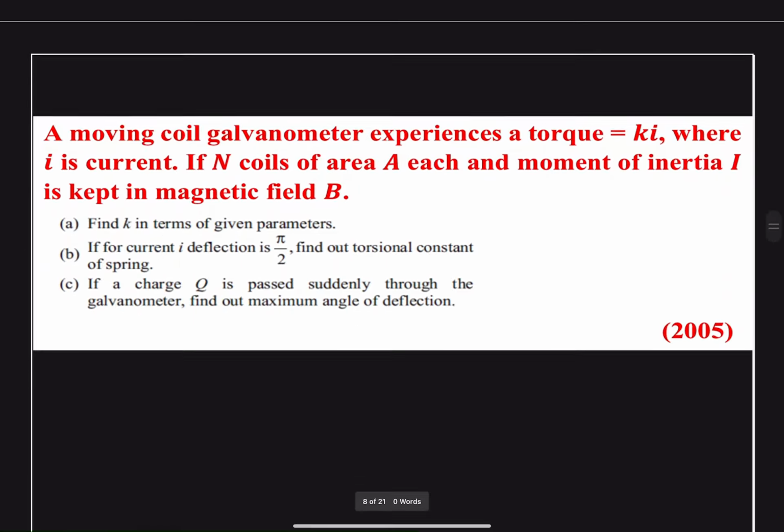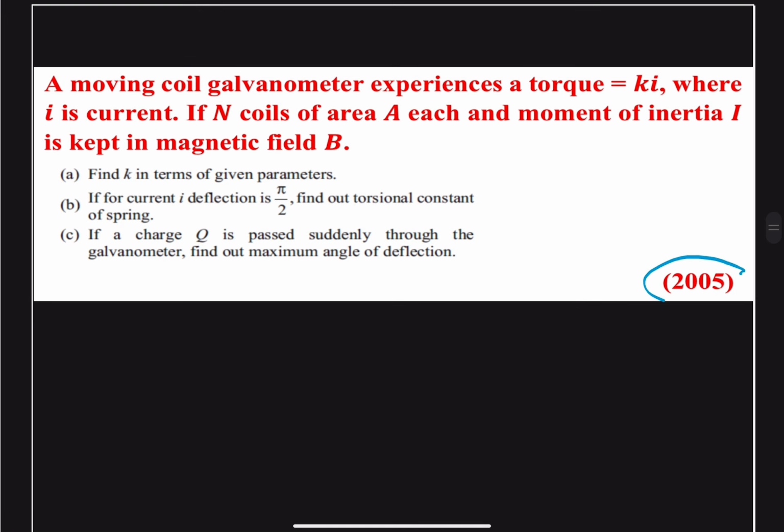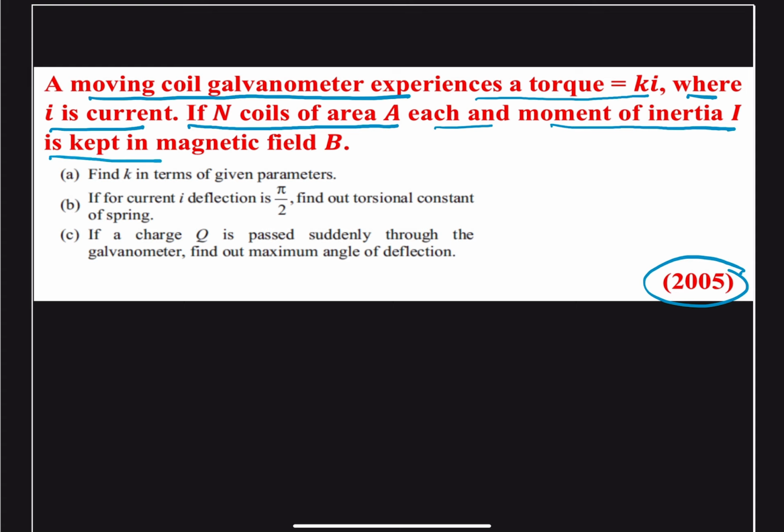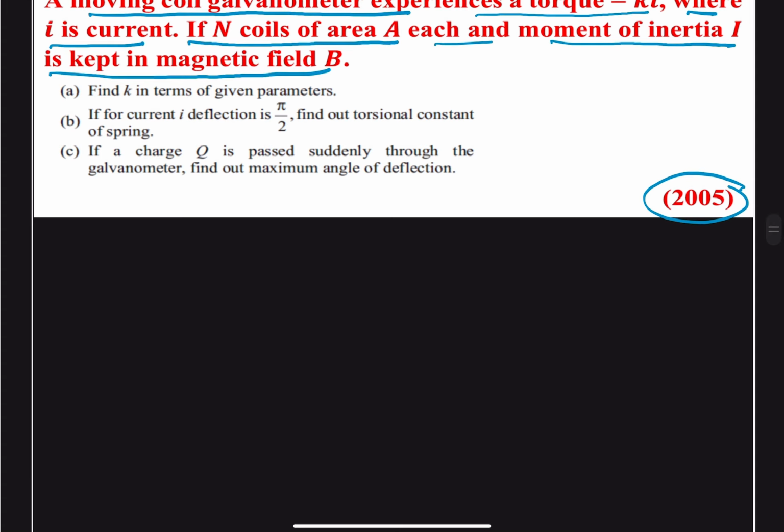This was asked in the year 2005 and it states that a moving coil galvanometer experiences a torque Ki, where I is the current. If n coils of area A each and moment of inertia I is kept in the magnetic field B, then based on this description we have three questions. Find K in terms of the given parameters.